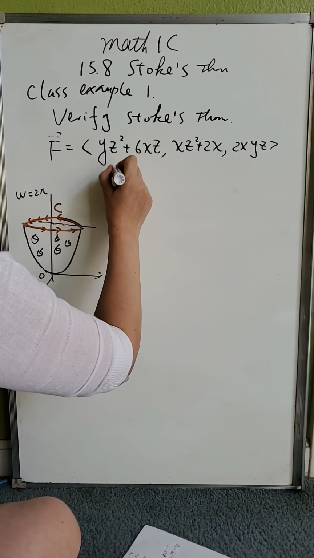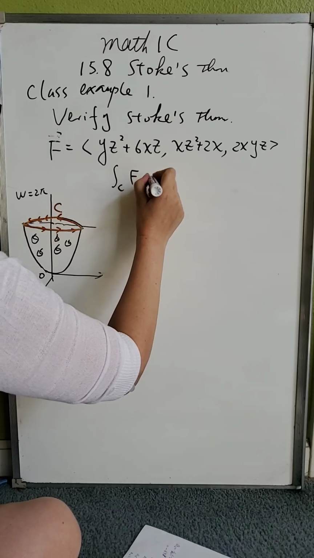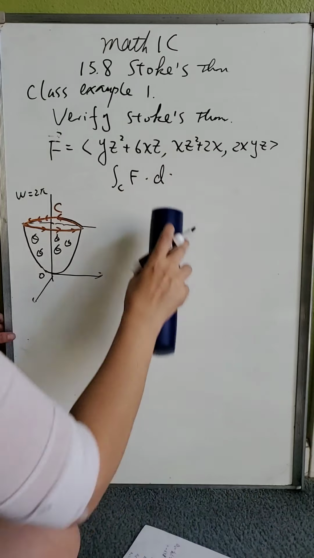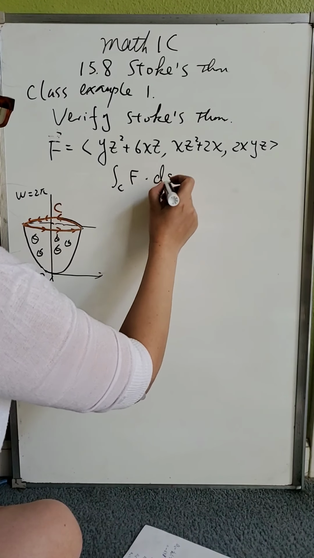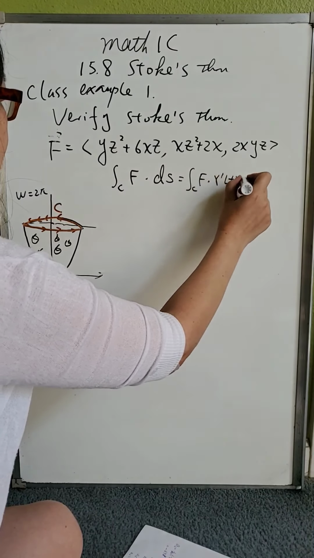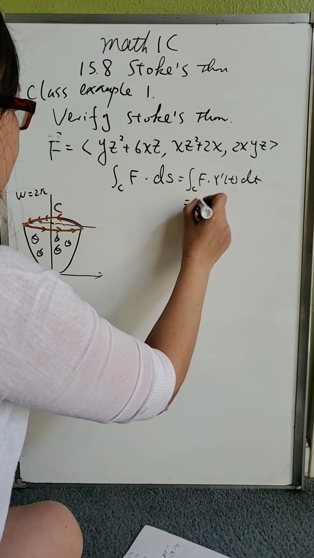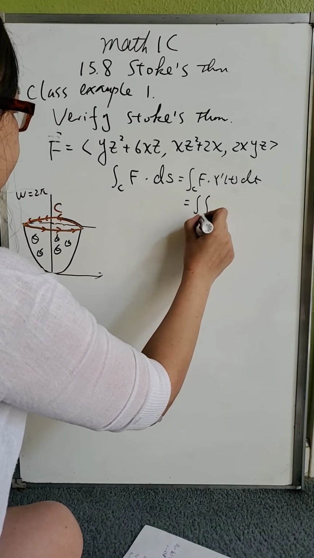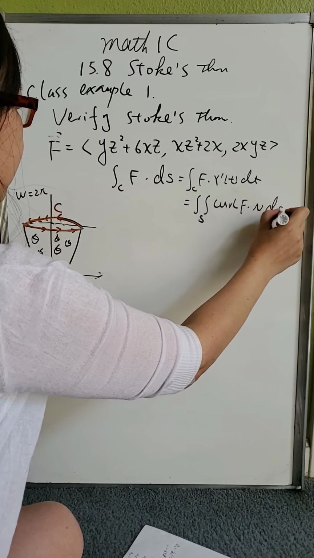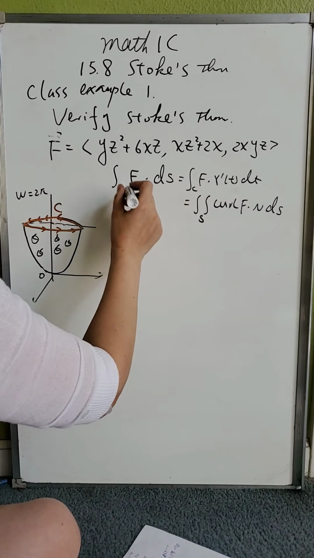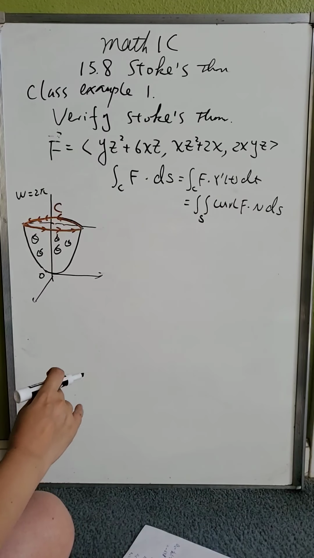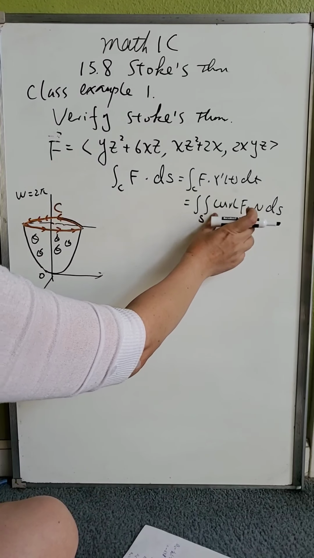So Stokes' theorem, the double integral of curl F dot n dS, this is the same as, let's write one more step, is equal to, okay, so I did this side already. It means I did this side. Now I need to do this side. So let's see what that side is saying. So I need to find curl F first.